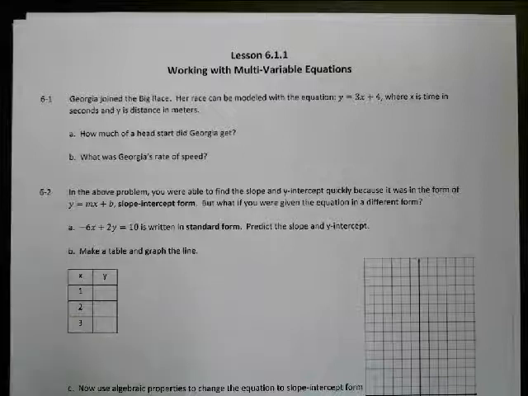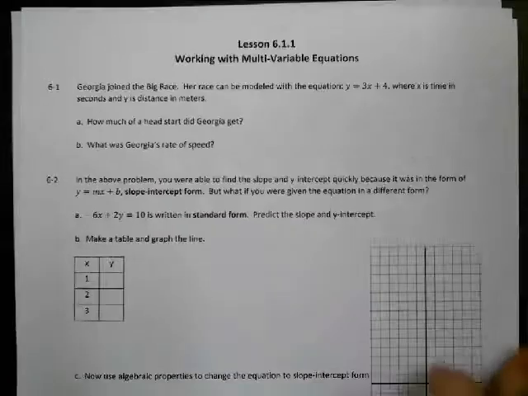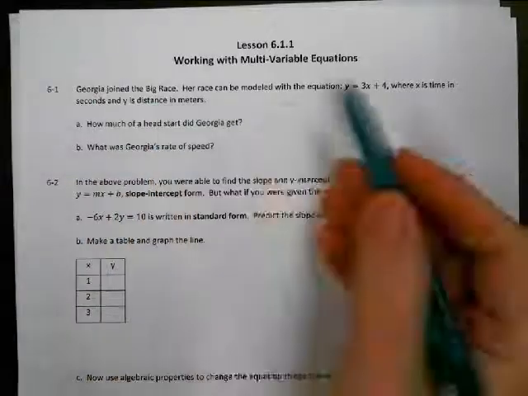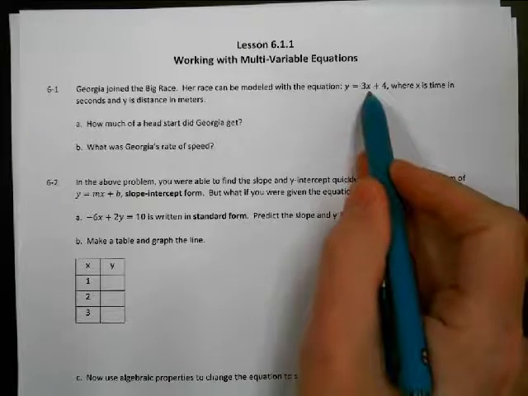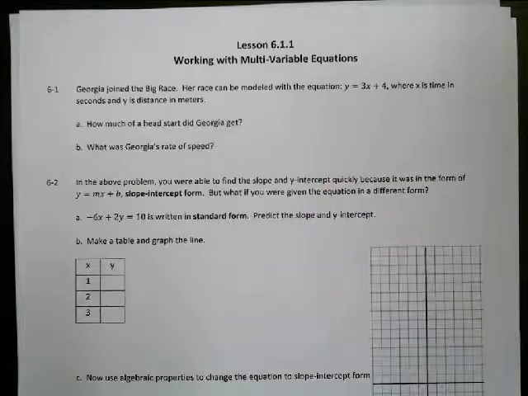All right, so last semester we looked at the big race. So here we've got the big race again. Georgia's going to join the big race. Her race can be modeled with the equation y equals 3x plus 4. Remember, x is time, and then y was the distance in meters.